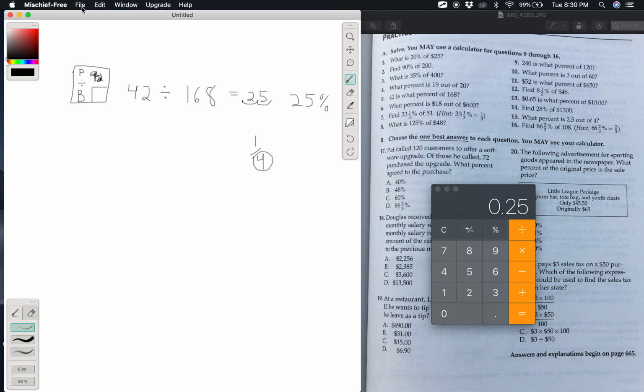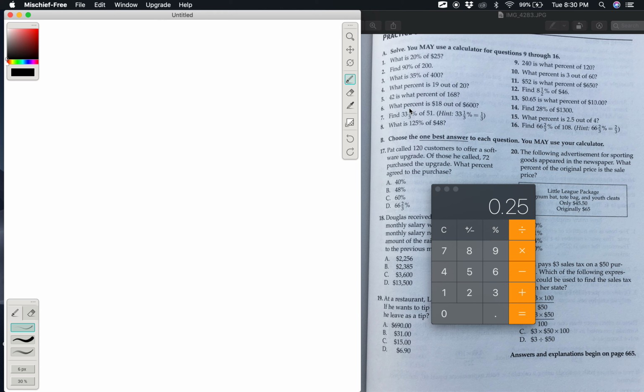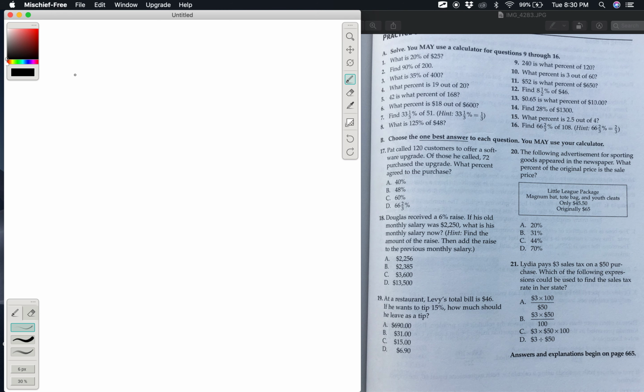Okay, let's see. It does get a little trickier on some of them, so stick with me here. So what percent is 18 out of 600? Same thing. Let me just do P instead of doing the whole formula for you. P divided by B, part divided by the base. The part is, we have 18 out of 600. The part is 18. The base, which is the total amount, is 600.